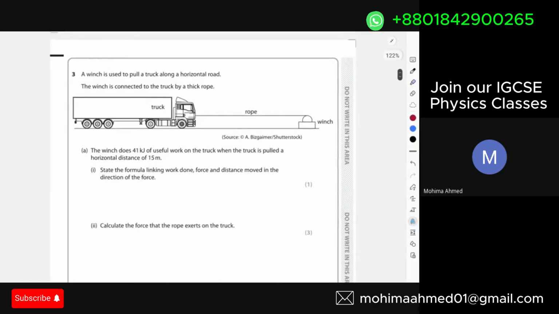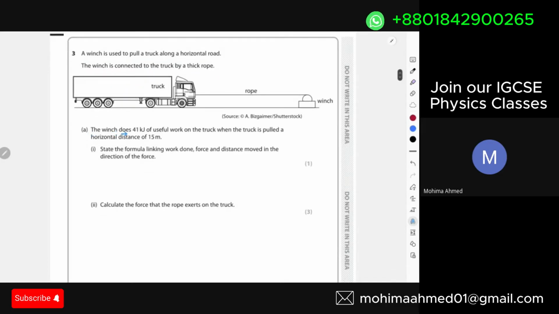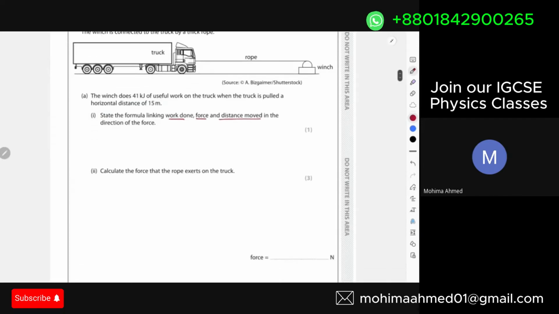Now, this one says that a winch is used to pull a truck along a horizontal road, and the winch is connected to the truck by a thick rope. The winch does 41 kilojoules of useful work on the truck when the truck is pulled by a horizontal distance of 15 meters. They are asking you to write an equation for work done, force, and distance moved. In this situation, what do we have to do? We have to write down an equation.